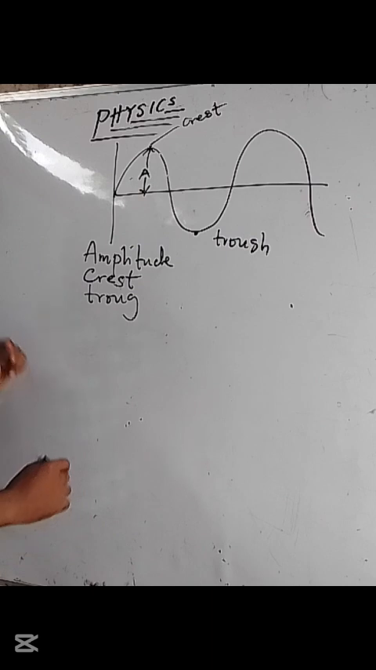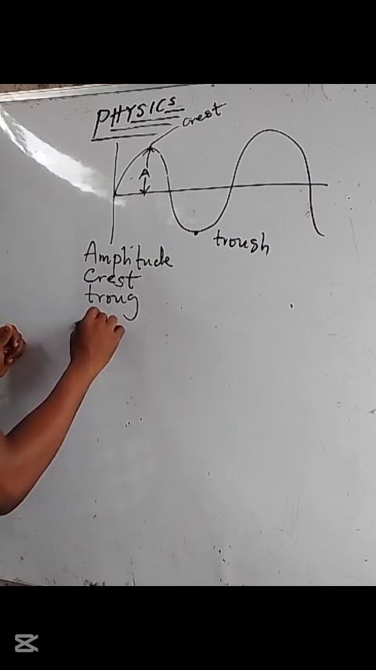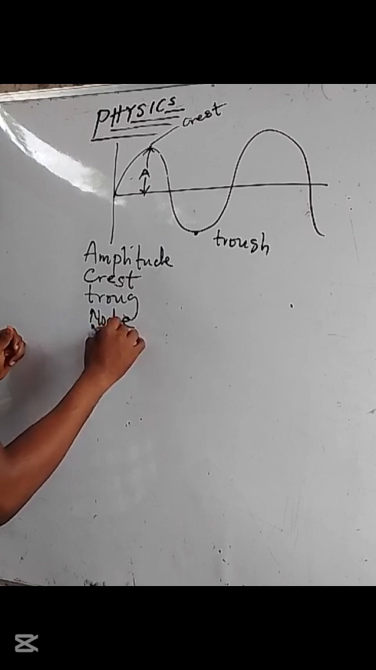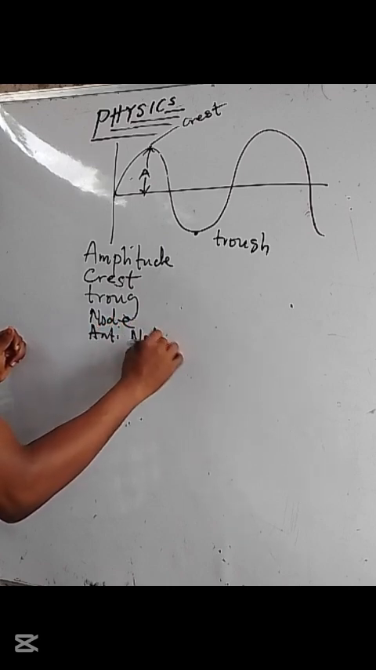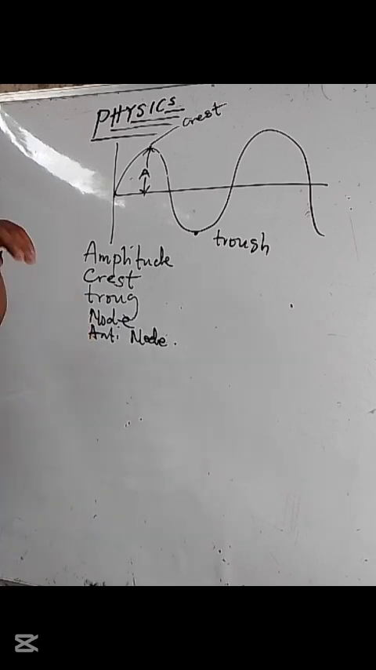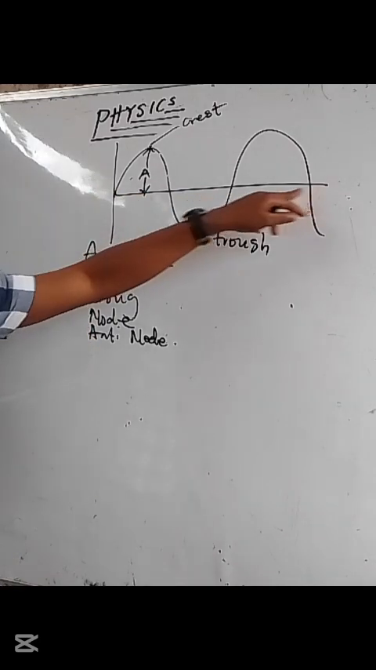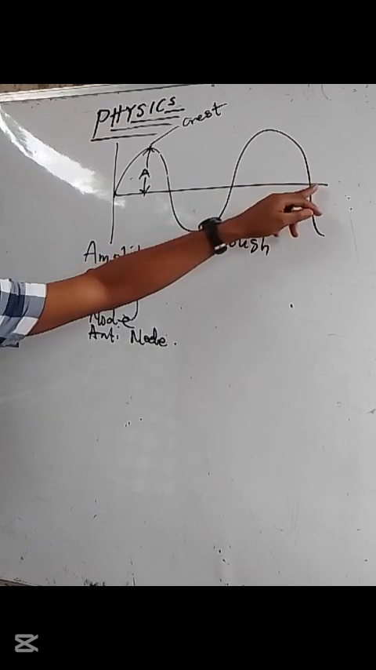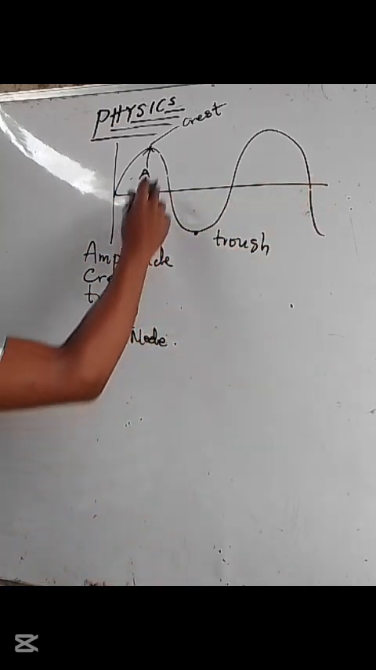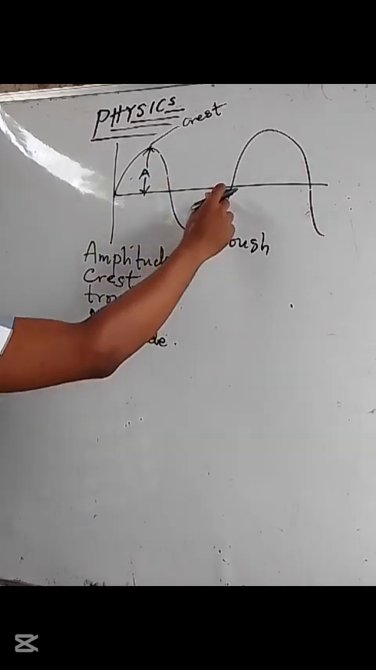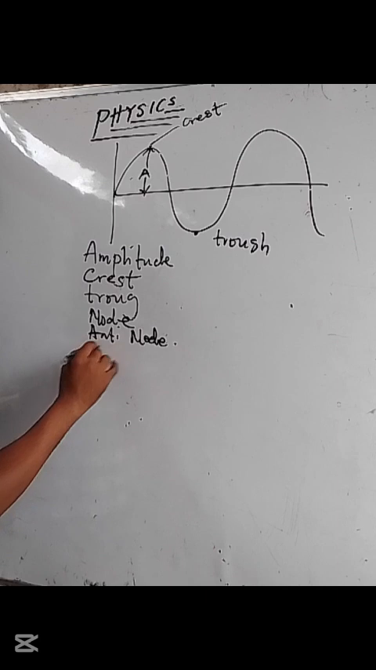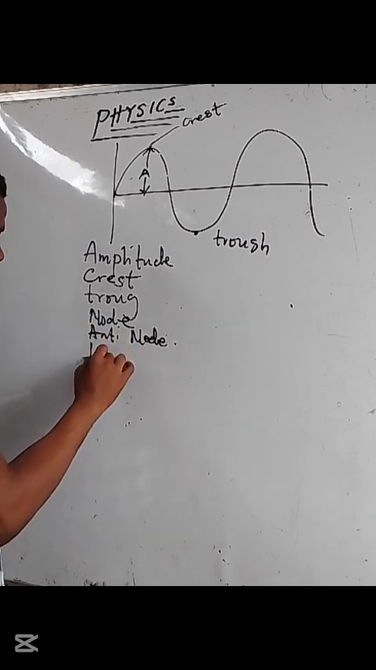So we have node and antinode. So what would be your node? You can see your node is just all the points along this direction. These are your nodes, right? What is antinode? You can see your antinode this way, that way. So now, the next one, which is most important, is your wavelength.